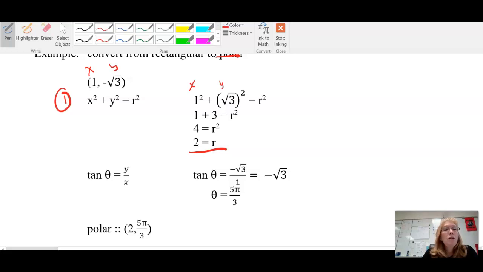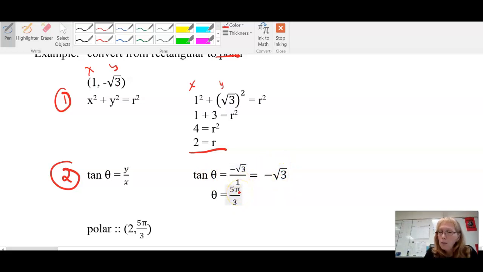There's a couple of ways to do this. The easy one is probably using the tangent. So the tangent is just y over x. Well, you're given y and you have x. So you have the negative square root of 3 over 1, which equals the negative square root of 3. So the tangent of theta, negative square root of 3, is 5 pi over 3.